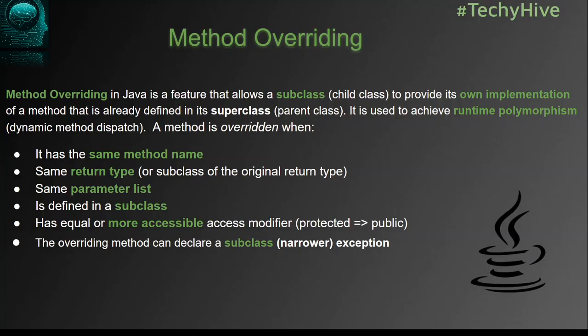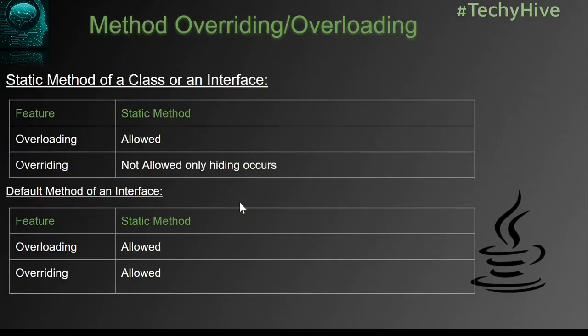Let's move to the next part of the question. Here is the summary of static methods of a class or interface and the default method of an interface, whether we can override or overload them. Remember, in Java 8, static methods got introduced. So since Java 8, an interface can have static methods, default methods, private methods, and also abstract methods. From this summary, it's very clear that for a static method, overloading is allowed. So you can overload a static method of a class and interface.